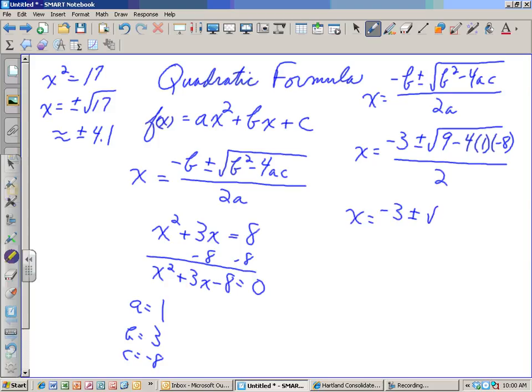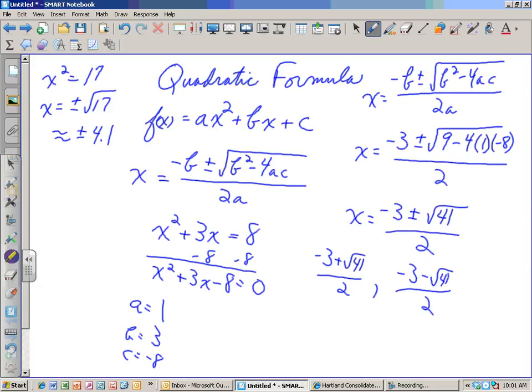Plus or minus the square root of 41 all over 2. Use parentheses. Okay? So what are your zeros? Well, you have 2 of them. You have negative 3 plus the square root of 41, all divided by 2. And you have negative 3 minus the square root of 41, all divided by 2.